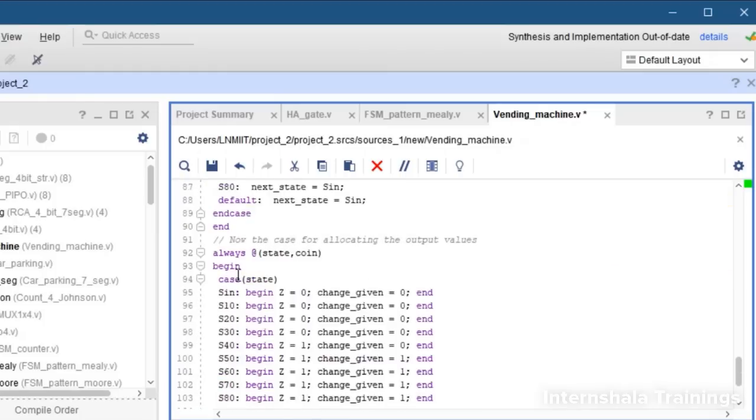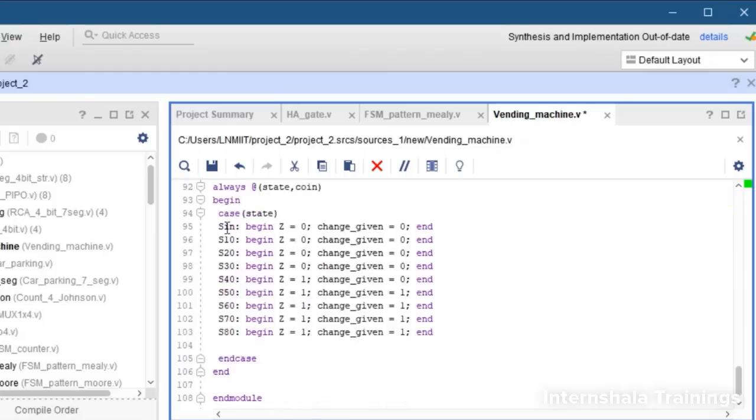Now let us talk about the product dispensing. If our state is S initial, no product is given, no change is given. S10, no product, no change. S20, no product, no change. S30, no product, no change. In S40, the product is given, but change is not given. In S50, S60, S70 and S80, product is 1 and change is also 1. So here we are defining whether the product will be given, or change will be given, or both will be given. And that is our code.